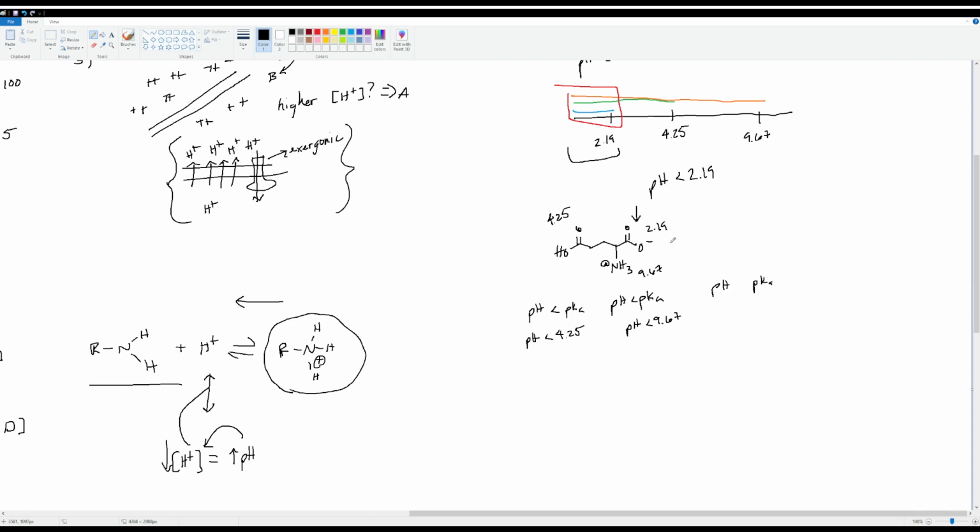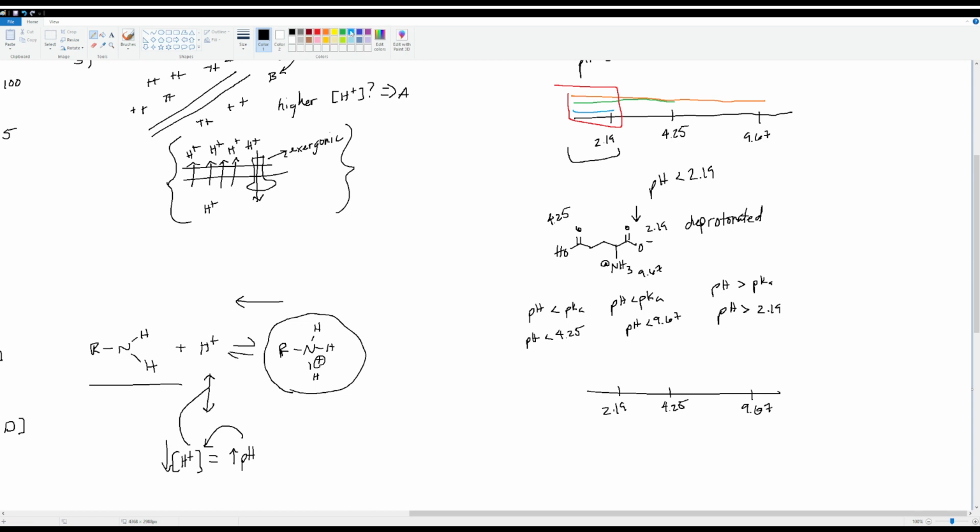This guy here. This is deprotonated. And so what must be true of our pH and pKa? Is pH less than, equal to, or greater than pKa? pH is greater than pKa. So that means my pH needs to be greater than 2.19. So once again, putting my stuff on the number line, we have 2.19, 4.25, and 9.67.